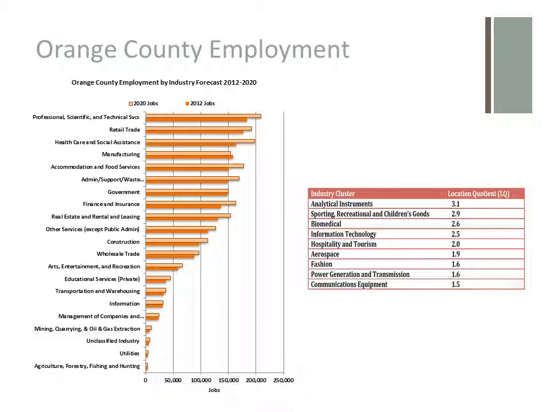And the location quotient is a measure of how does the concentration of these companies in these industries in Orange County compare with the rest of the nation. A location quotient of 1 means it's about the same percentage or same density. So a 3.1 location quotient indicates a triple the density of analytical instrument companies in Orange County than the nation as a whole.